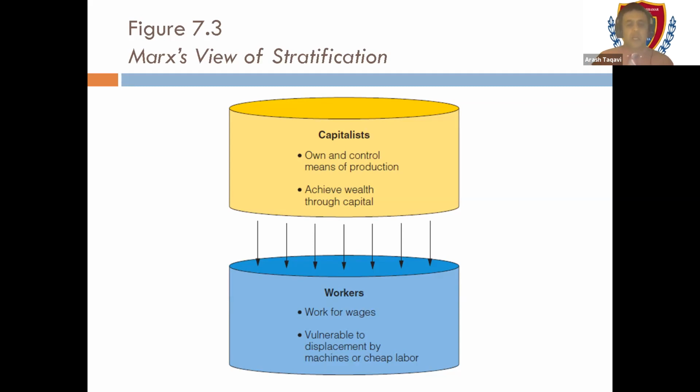It's very good. And workers work for wages, vulnerable to displacement by machines or cheap labor. That has happened just now. In Marx's time, yes, it was a vulnerability to displacement. Now, a lot of workers have been displaced by machines. What is the phenomenon of McDonaldism? We have talked about it. What is the phenomenon of McDonaldism? It was about the rapid and automatic.